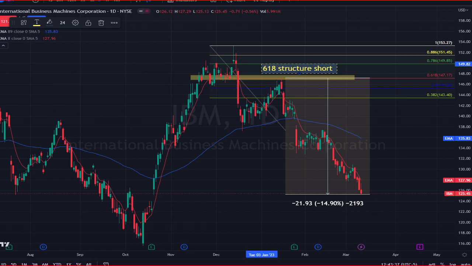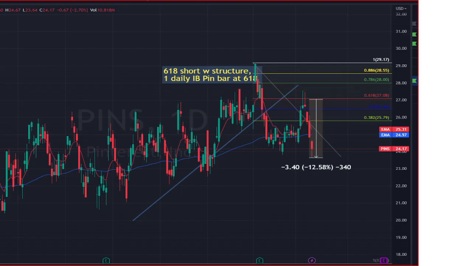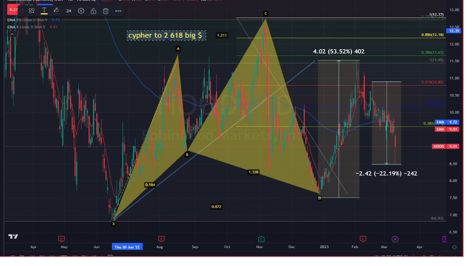This is a structure pattern that we play. Same thing, guys. It's just non-stop cipher into a 2618. This is one you can play long.